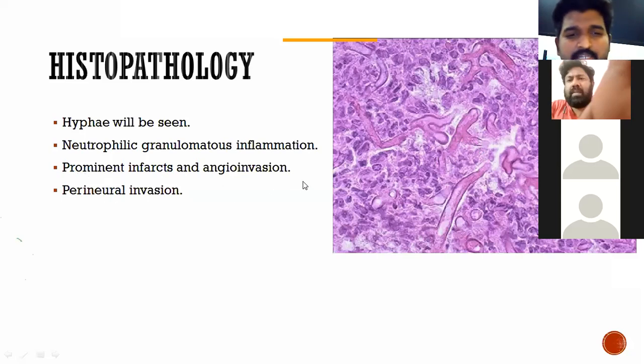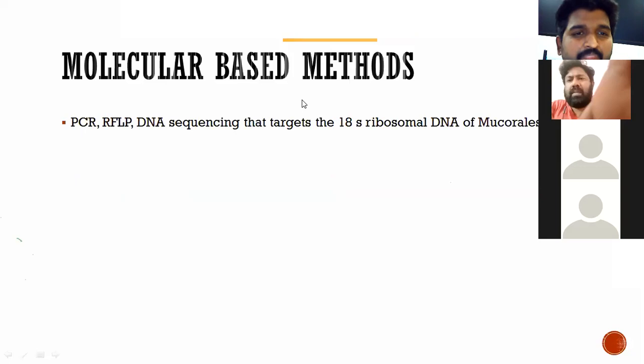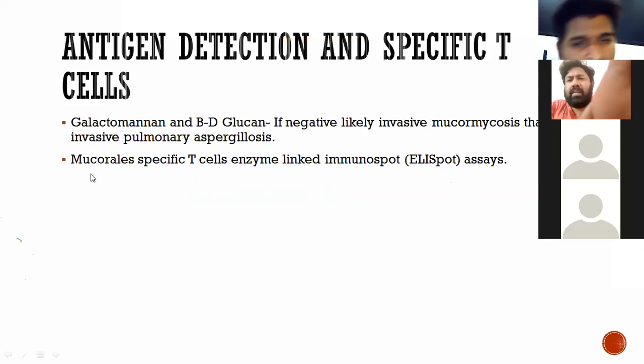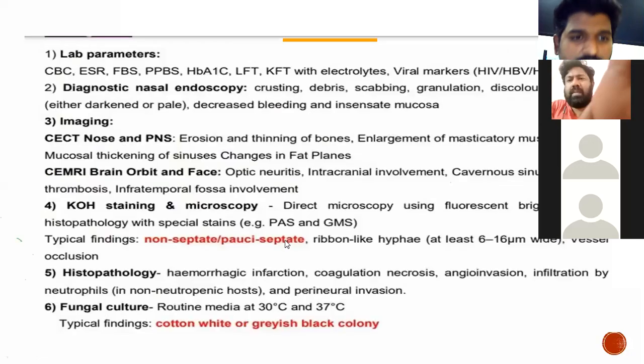Thrombosis, infarction and angioinvasion can be described in the histopathology evaluation, and perineural invasion also can be described. Other methods, molecular methods like PCR, are very rarely done nowadays. There are antigen detection methods, but as I already described, these 2 points, galactomannan and beta-D-glucan, if negative, likely invasive mucormycosis rather than invasive pulmonary aspergillosis, because these two tests are typically positive in case of invasive pulmonary aspergillosis.